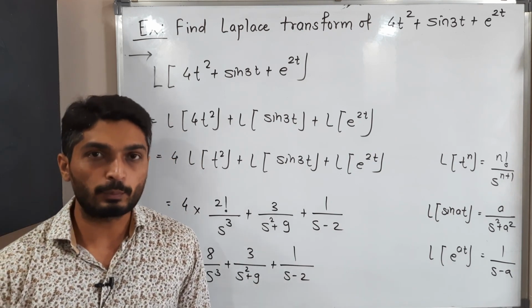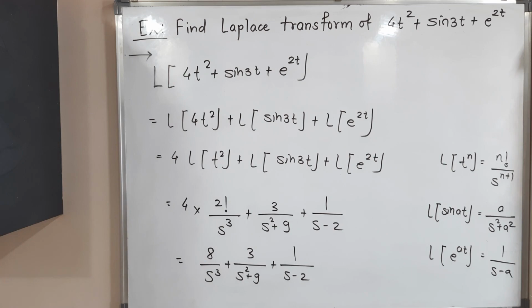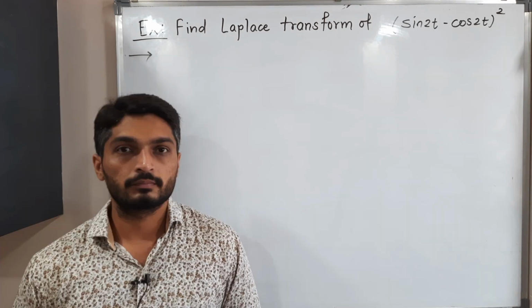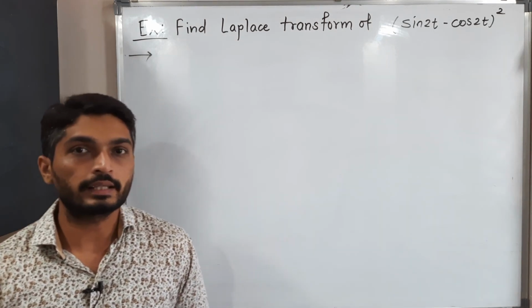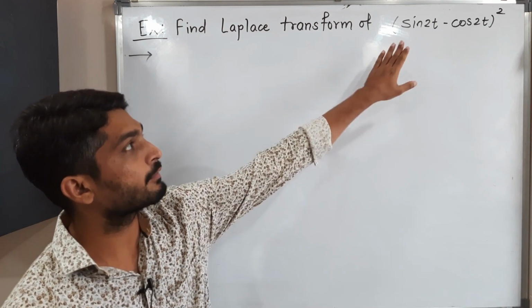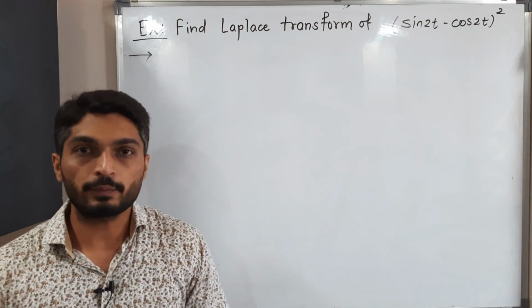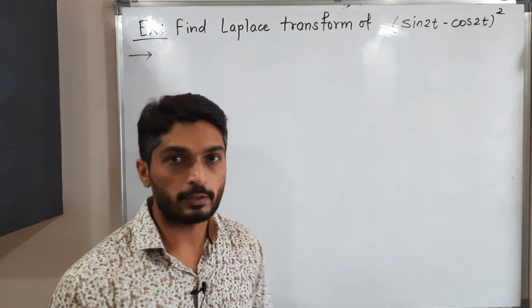We will discuss one more example, so take a screenshot of it, and then we will go further. Let us discuss this second example. In this second example, we have this function with a bracket square, and we have to find its Laplace. Let us start to solve.